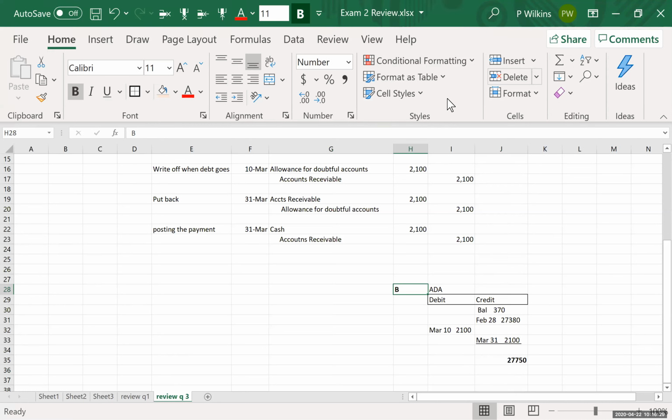Wait, could you scroll up so I could take a screenshot? Yeah, hold on. Let me do that.